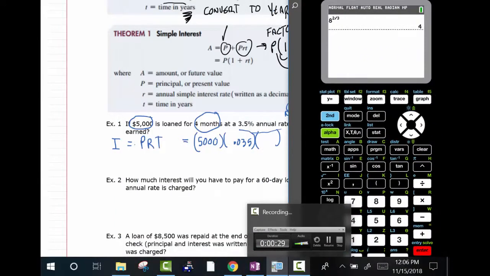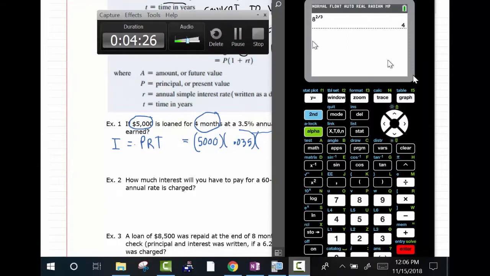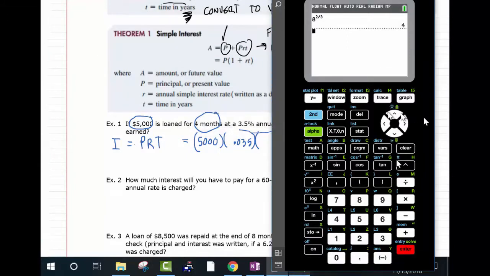If you just put a 4 there, let me show you what would happen here. One thing you got to learn how to do is think about your answers. If I took 5,000 times 0.035 times 4, I would end up getting $700 interest. That's pretty good. In fact, that's way too good.